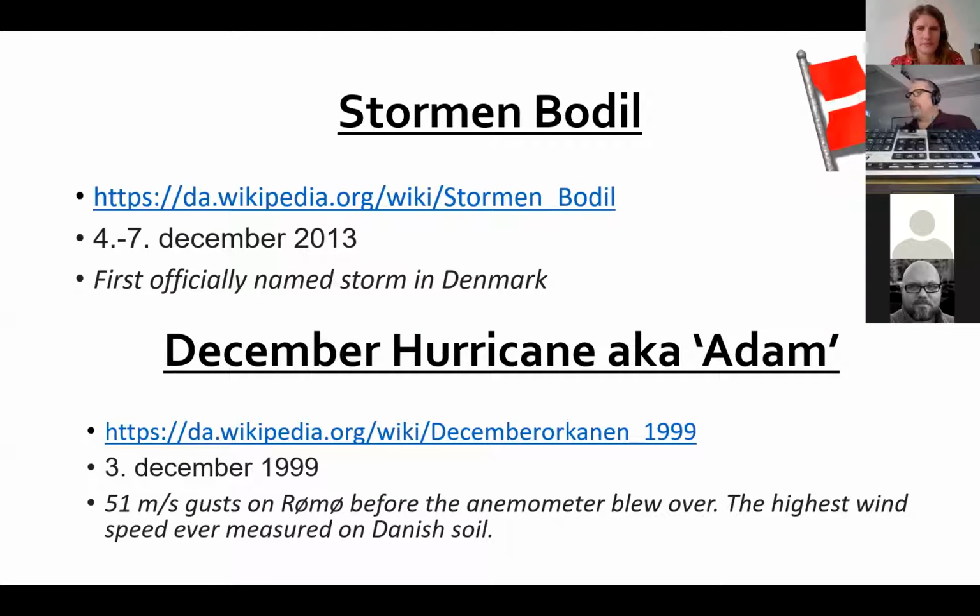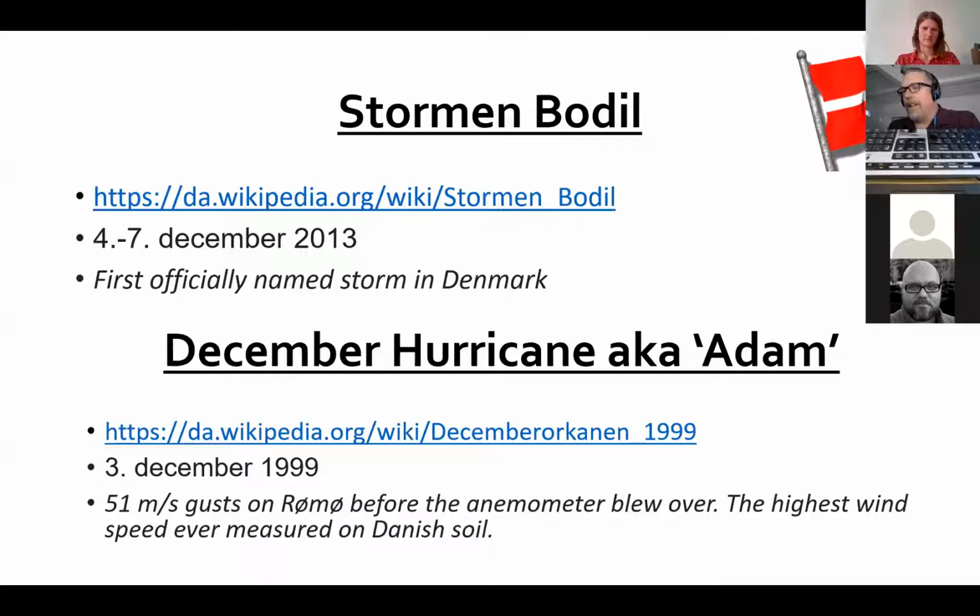So the storms that we're going to focus on is Stormen Bodil, which hit Denmark in December of 2013. And a little trivia on this one, it's the first officially named storm in Denmark. The other one I'll look at is the December hurricane, which was also coined Adam at the time, unofficially. And this was in 1999.